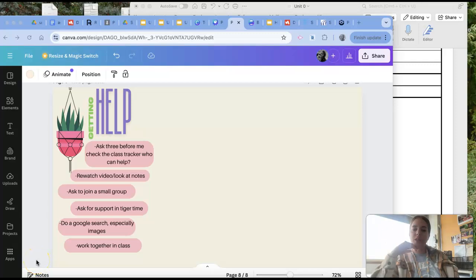All right, so I would really like our classroom to be a place where we can collaborate and work together. And as long as we all have our mission of learning and working together to get our algebra understood, here are some things that you can do to get help. I'm going to ask that you ask 3 people before me.